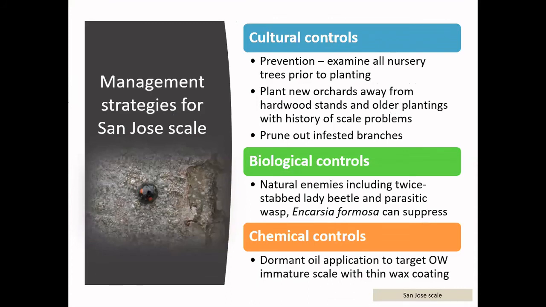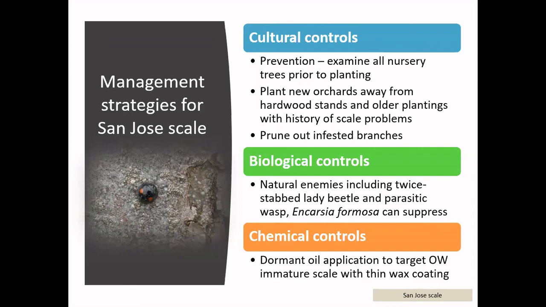So pruning out infested branches as much as possible, and really inspecting any new plant material that's coming into the orchard for signs of scale, can help with that early prevention. Biological controls are also really effective, with the number of natural enemies around that can target especially the soft-bodied crawler stage. So really try to select insecticide programs that are soft on those beneficials, similar to what you would be doing for mite and aphid control as well.